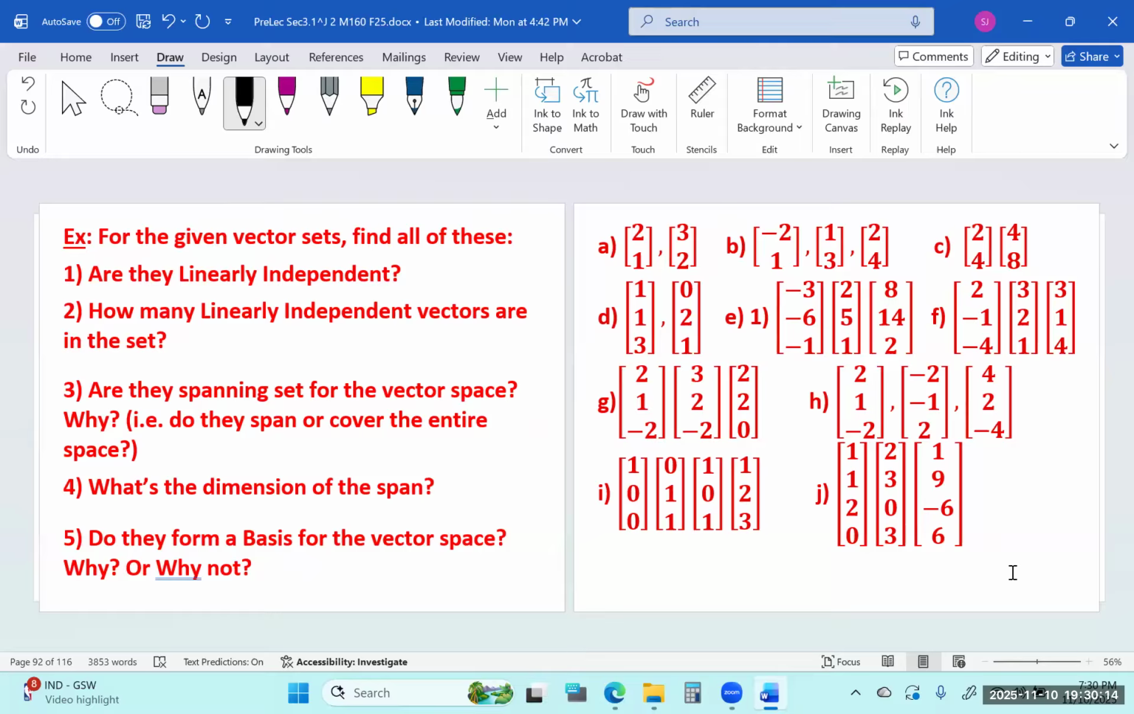Basis must be exactly that many independent vectors as your vector space.